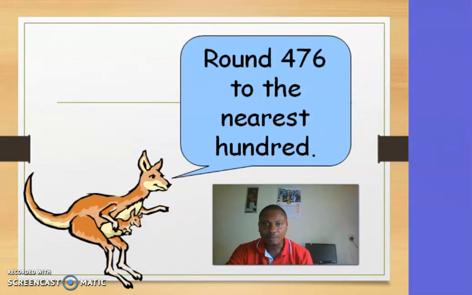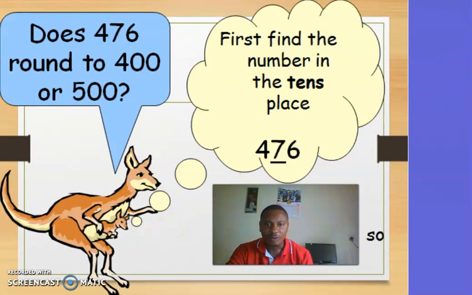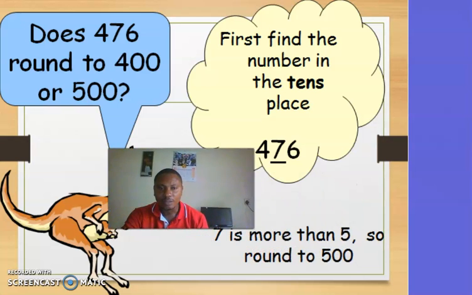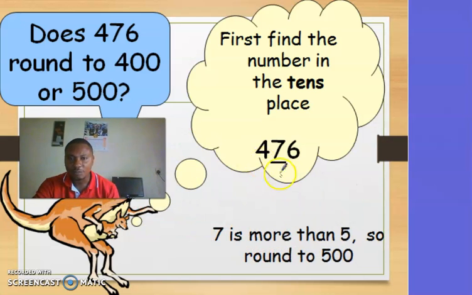Another number, 476. We're also looking at the tens place. Since the tens place is between 5 to 9, it's going to add 1 to 4, and 476 will be rounded up to 500.